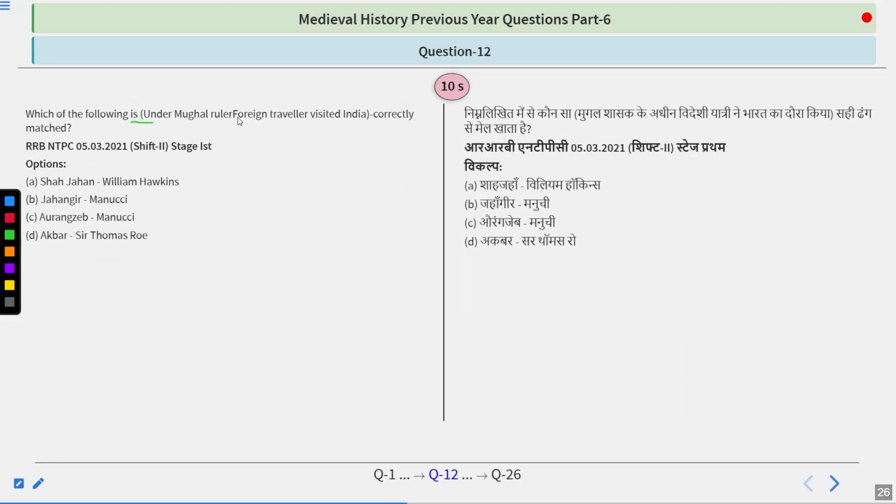Which of the following under Mughal ruler foreign traveler visited India is correctly matched? Shah Jahan, William Hawkins; Jahangir, Manucci; Aurangzeb, Manucci; Akbar, Sir Thomas Roe. So try to find out the answer, guys. And I guess the answer you are giving would be right.